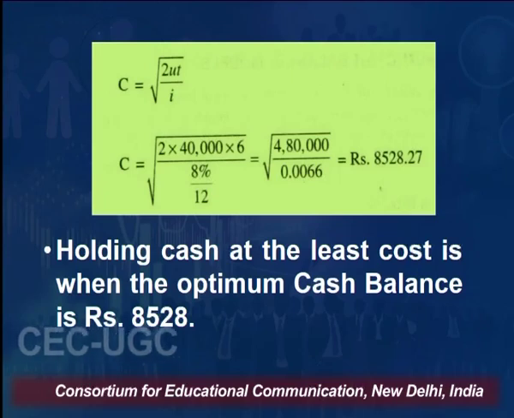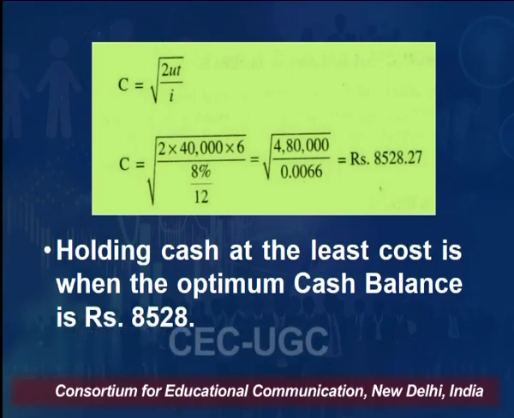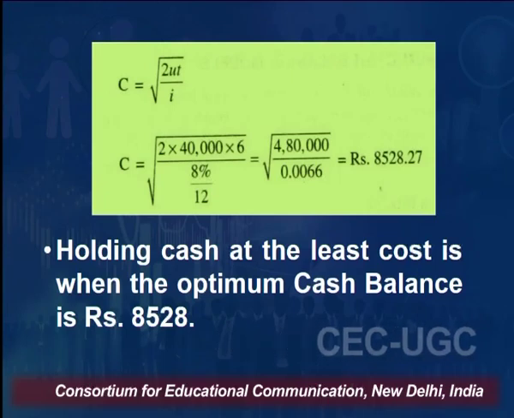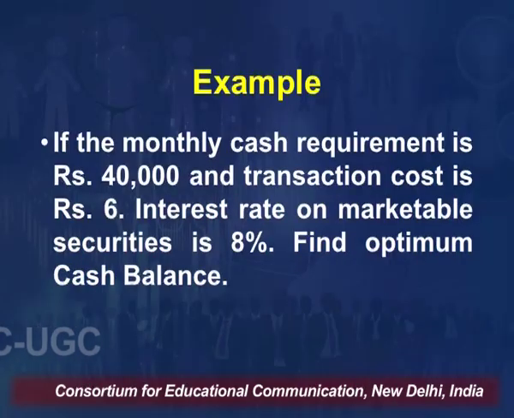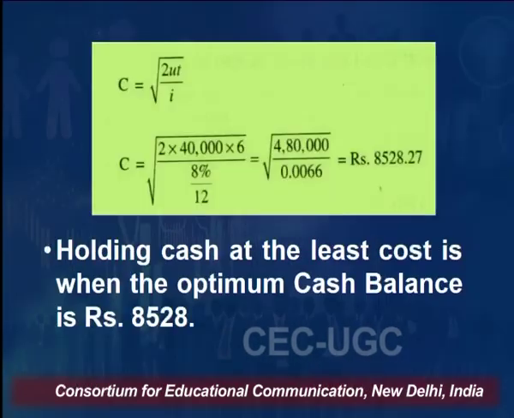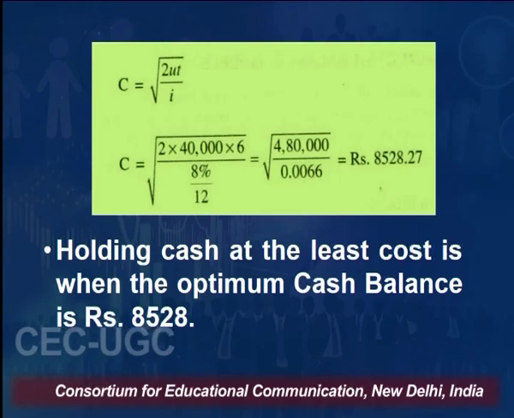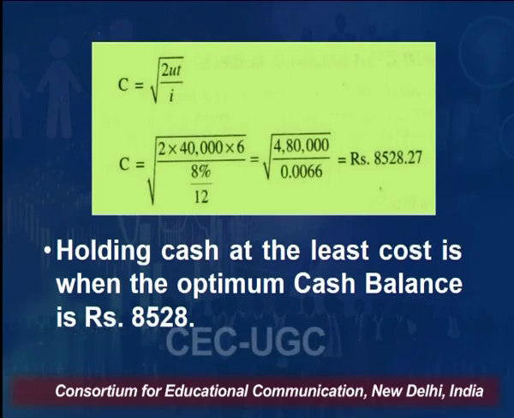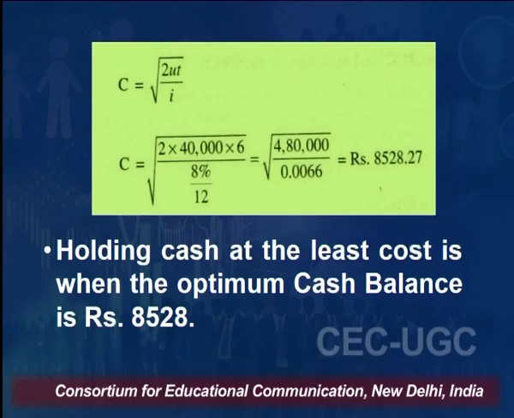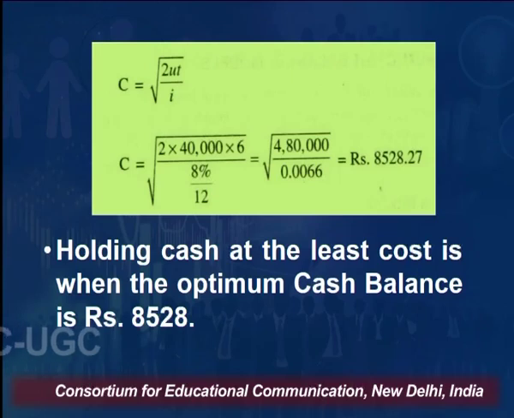Simply placing the values in the formula, that is 2 multiplied by 40,000, because this was the cash requirement, multiplied by 6, because this was the transaction cost, divided by 8%, this was the interest rate. It has to be divided by 12 because the requirement that we have shown was 40,000, that is monthly requirement. So, by solving this equation, we will get the value as 8,528 rupees and 27 paisa.